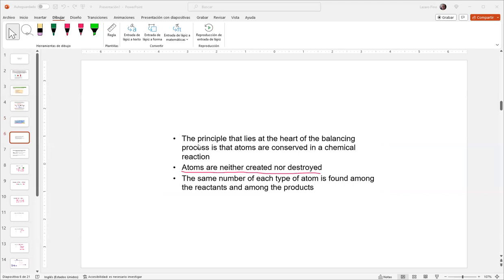The principle that lies at the heart of the balancing process is that atoms cannot be created nor destroyed. The same number of atoms in the reactants is the same number of atoms in the products.